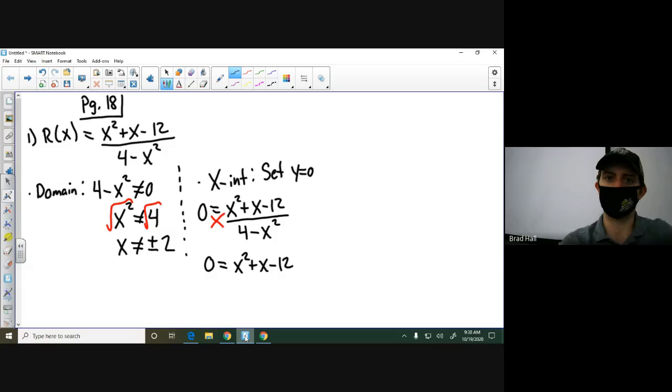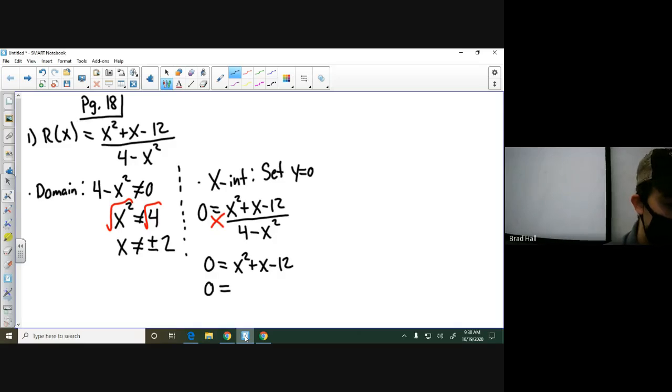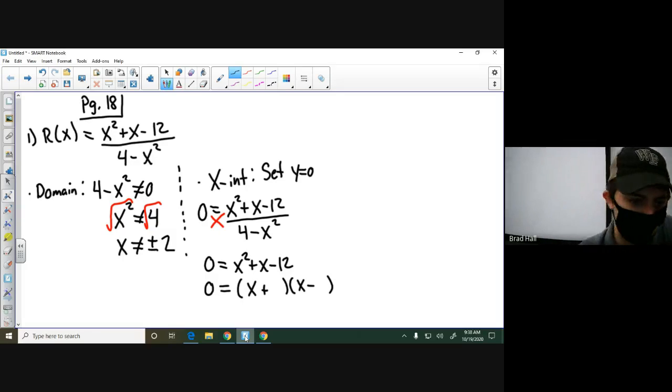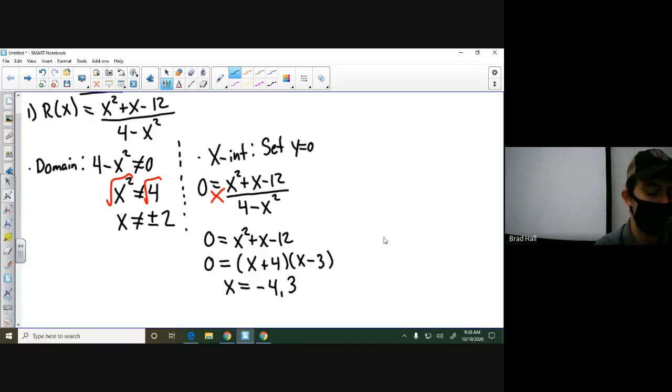And so now it's relegated to factoring a simple quadratic. This is x plus, x minus. And in particular, it looks like x plus 4, x minus 3, nothing too crazy. And so we get that x is negative 4 and positive 3. So we get 2 x-intercepts.